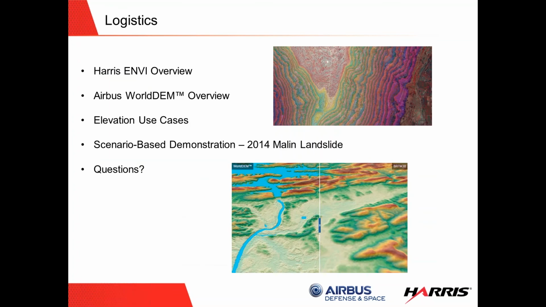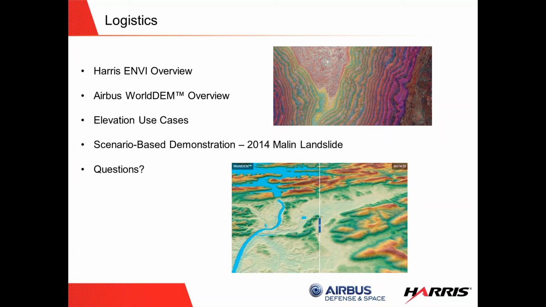So I'm just going to give you a quick overview of what we're going to talk about today. I'm going to begin by giving a quick overview of ENVI image analysis software and the different types of data that we work with, the different types of analysis we can do with it. And then I'm going to pass it over to Gertrude. She's going to discuss Airbus data products and the WorldDEM product and some of the advantages there. And then she's going to talk a little more about some of the use cases for elevation information and how it can be used to solve some real-world problems, using this specific data set.